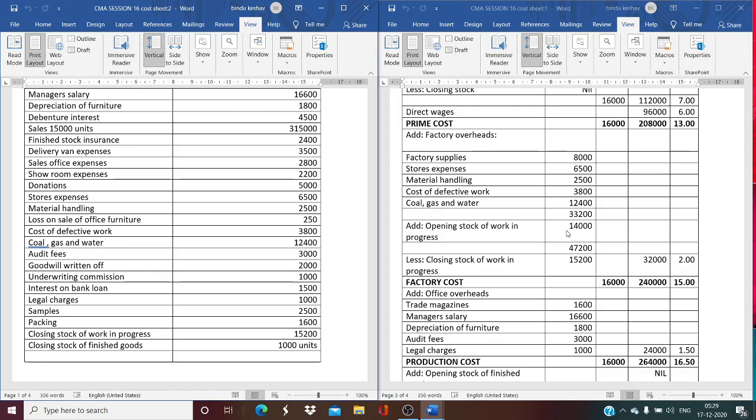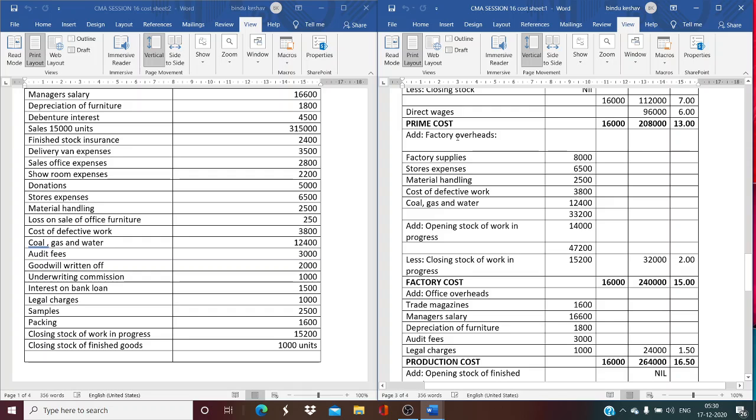We have the opening stock of work in progress, that is 14,000 rupees, which is last year's work which is pending and will be completed during this year. So 47,200 less closing stock of work in progress. This is work in progress which is not completed this year, so it will not be considered for finished products. So 15,200 is deducted and you get 32,000. 32,000 divided by the number of units 16,000, so you have 2 rupees.